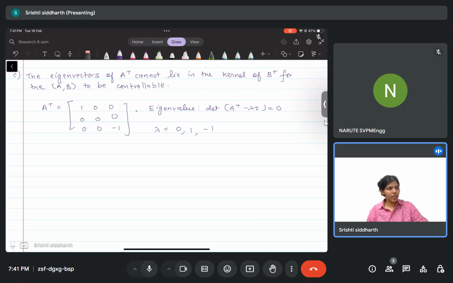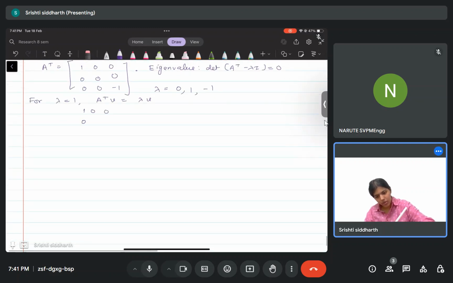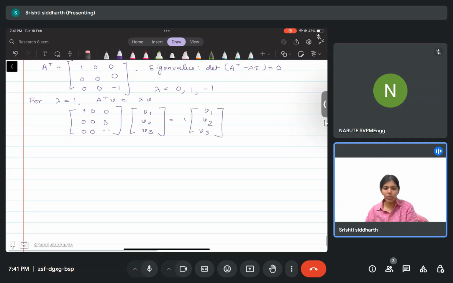Now we know how to calculate the eigenvectors. For example, for lambda equals 1, we have A transpose acting on an eigenvector V equals lambda times V. So this means we have the matrix 1 0 0, 0 0 0, 0 0 minus 1 acting on V1, V2, V3 is 1 times V1, V2, V3. Now you can calculate what this should be. For example, one of the values which V1, V2, V3 can take is 0, 1, 0.